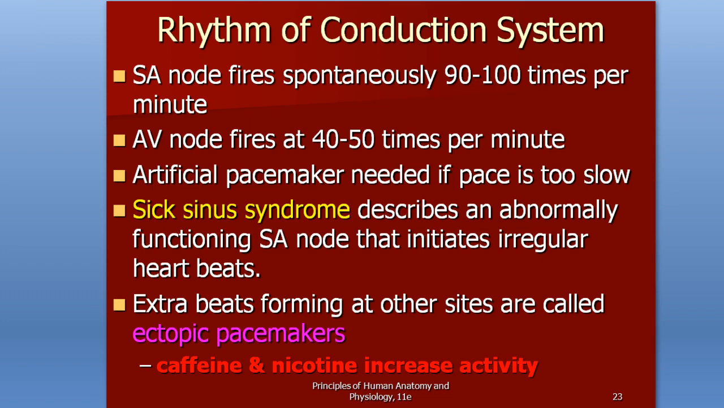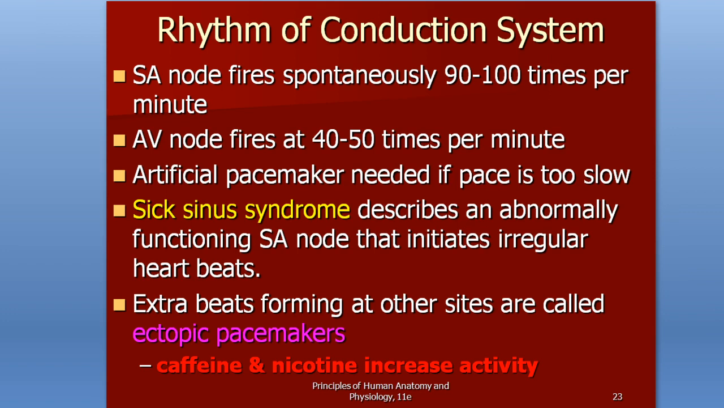A person that needs an artificial pacemaker is a person where the SA node is not functioning properly. Either it's beating too slow, it's beating too fast, something is going on, and we need to establish a normal rhythm. That leads us to a couple of disorders like sick sinus syndrome.